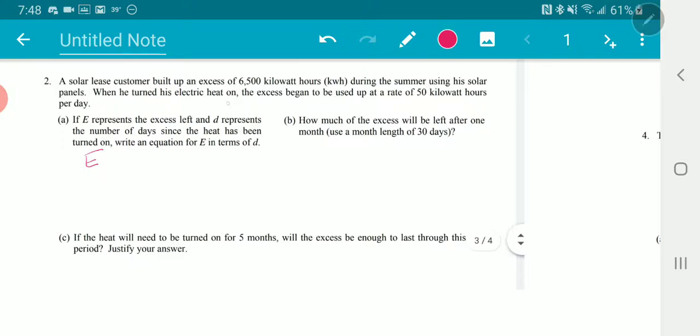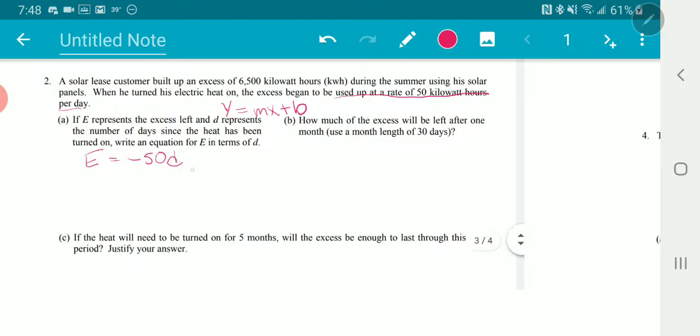It's important to know this is linear, so we're still modeling it after y equals mx plus b. So what is my rate of change? My rate of change in this case would be right here. It's being used up at a rate of 50 kilowatt hours. So if it's being used up, that would be a negative 50. I'm losing 50. Okay, that's kilowatt hours per day.